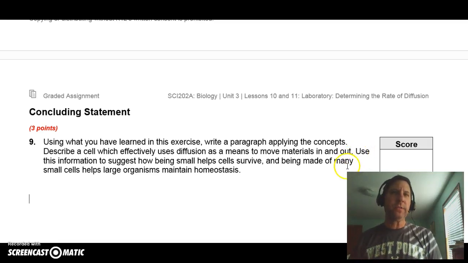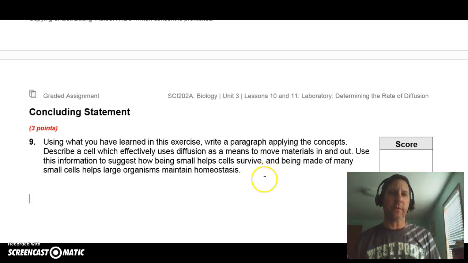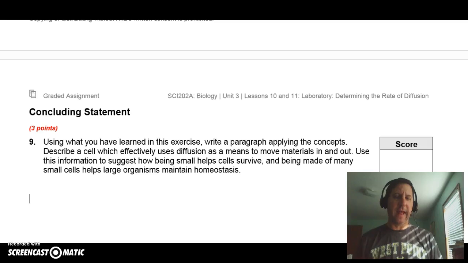Use the information to suggest how being small helps cells survive, and how being made of many small cells helps large organisms maintain homeostasis. So these are some of the items I want you to look at. The first thing is to understand that it's better to be a small cell than a large cell. Why? Because the rate of diffusion moves at the same rate for a large cell as for a small cell.